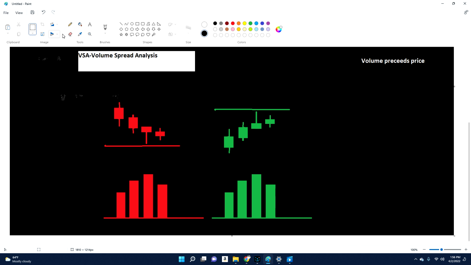So for this downtrend, you've got prices moving down here. You've got some volume here. This is, I would say, a medium spread, and we could say that this is a medium spread candle. As the price continues to go down, you've got more volume coming in. But the spread of the candle didn't change too much.